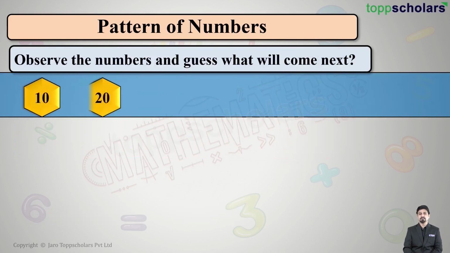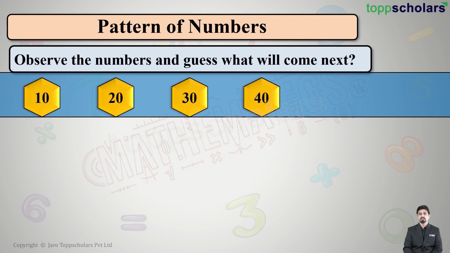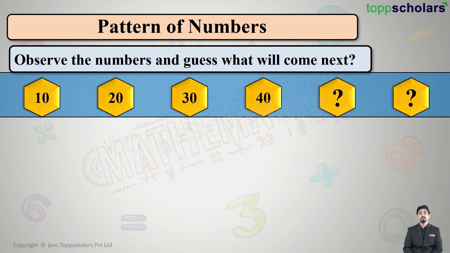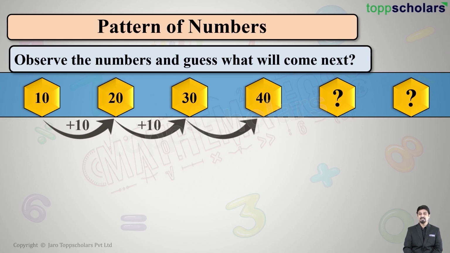I have 10, 20, 30, 40, question mark, question mark. Isn't this pattern easy to understand? Absolutely it is. Look at the first number, 10. 10 plus 10 is 20. 20 plus 10 is 30. 30 plus 10 will be 40.